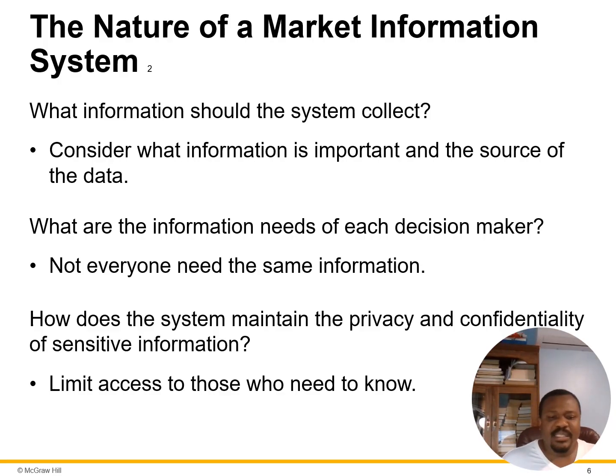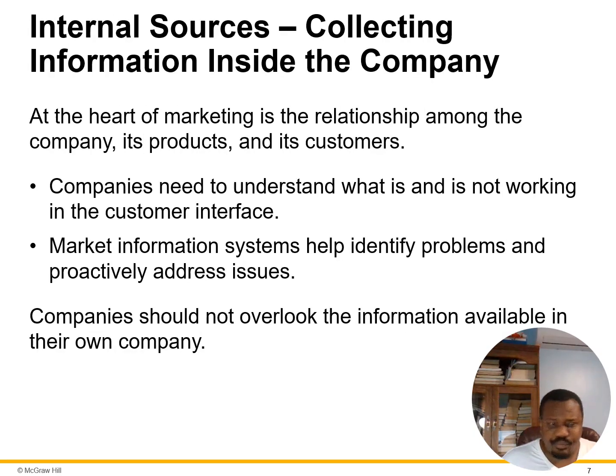And then we limit access to those who need to know. So what information should the system collect? Consider what information is important and the source of the data. What are the information needs of each decision maker? Not everyone needs the same information. How does the system maintain the privacy and confidentiality of sensitive information? We have to limit access to those who need to know.